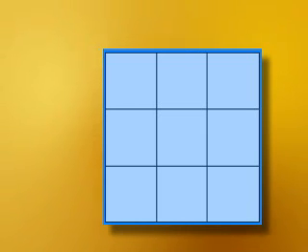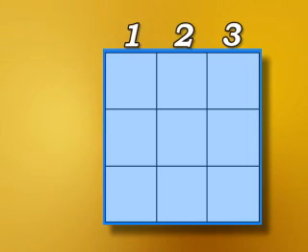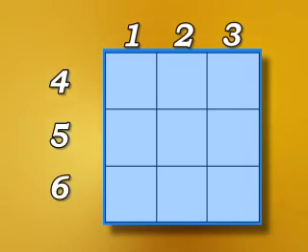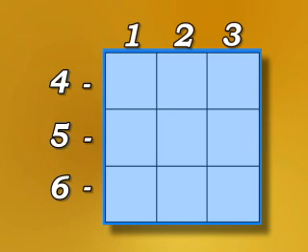We are going to start off by writing 1, 2, 3 along the top. Okay, and now we are going to write 4, 5, 6 down the sides. Next to the numbers down the side of the grid, we are going to put the subtraction or minus sign.